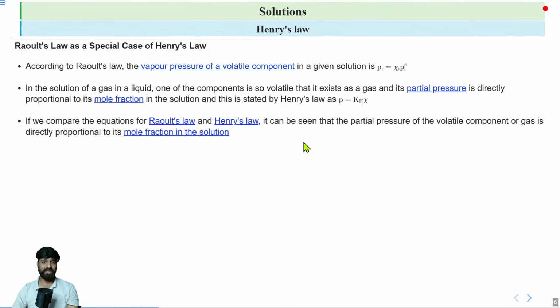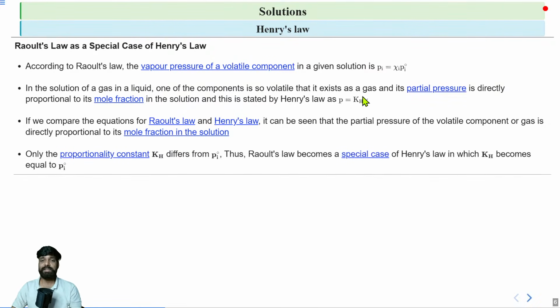So from this, we can say that Raoult's law is a special case of Henry's law, where Henry's constant is equal to the pressure of the pure solvent, isn't it? So we can say that Kh is equal to P naught i in the case of a liquid component. Okay, is it clear to you? Any doubt in this part? Anyone who has a doubt in this part?